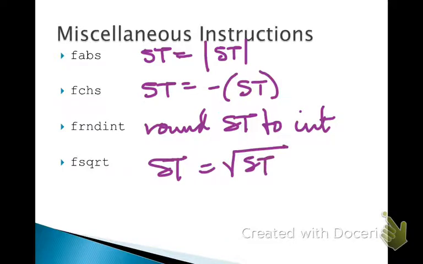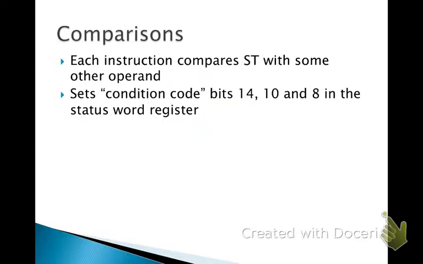Okay, as I mentioned, these are just a few. There are also trigonometric, exponential, and logarithmic functions, as well as many other functions. Let me quickly show you. So we've looked at some of these. We need to also get to a point where we can make some decisions. So I have some floating point comparison instructions. Each of these instructions compares stack top with some other operand, sets the condition code bits 14, 10, and 8 in the status word register.